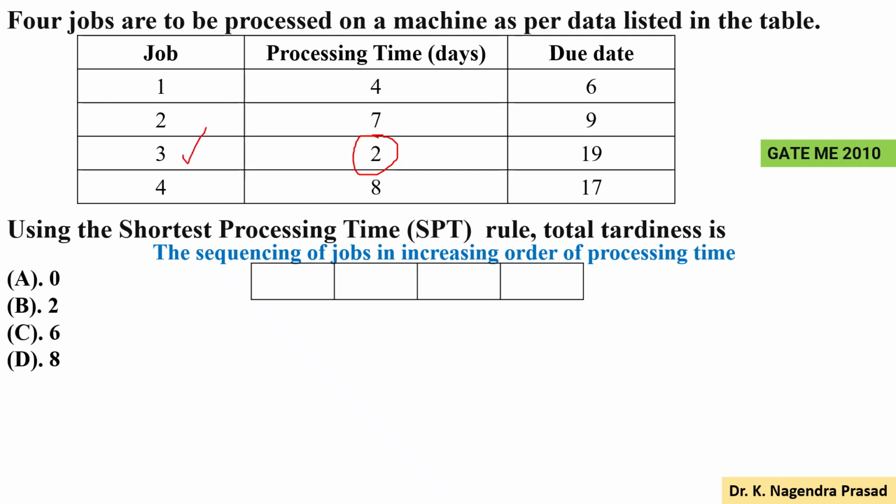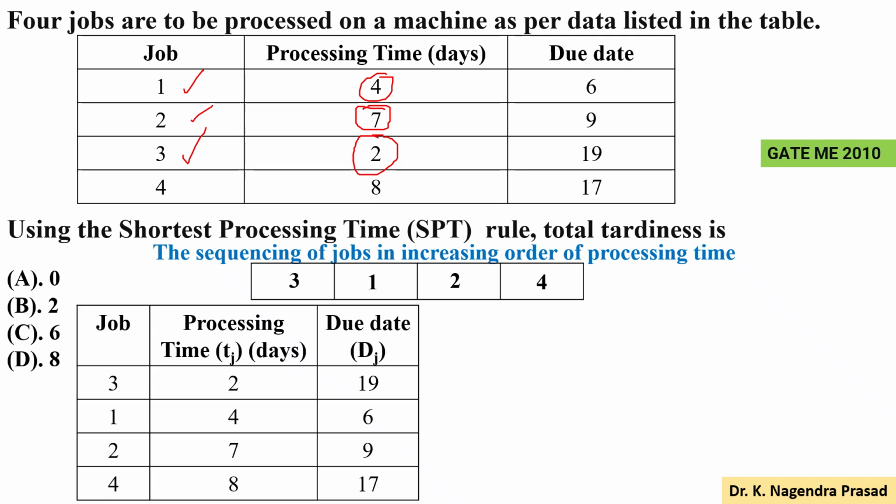So first I have to place job 3 in the job sequencing order. Next minimum processing time is 4 for job 1. So next we place job 1 after job 3. And next minimum processing time is 7 for job 2. So I place job 2 after job 1. And the last one is job 4. So next we have to rewrite the given table using the 3, 1, 2, 4 sequencing order.